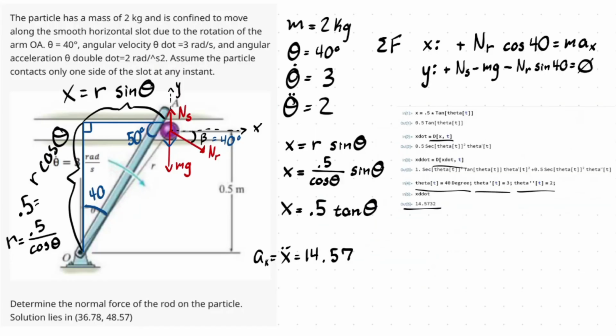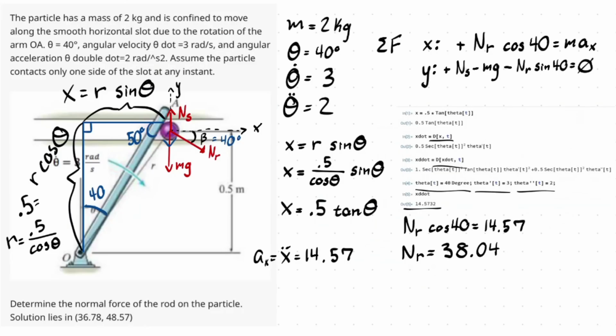All right, and now we can plug that in, because that's directly equivalent to ax, or the acceleration in the x, into our top equation. So let's rewrite it down here. So our Nr times cosine of 40 is equal to 14.57. And then we can solve, and Nr equals, calculator, what was it? I got about 38.04. Right, and that's our normal force in the r.